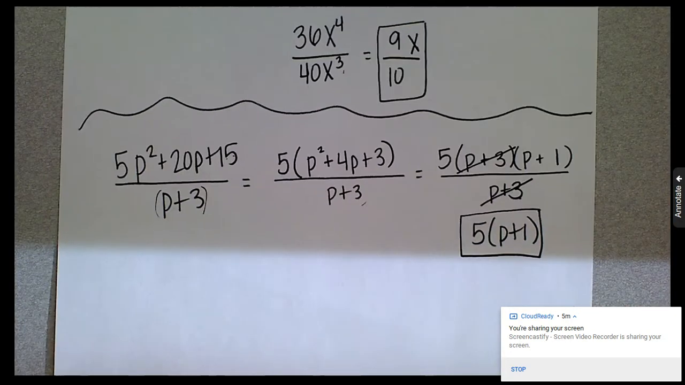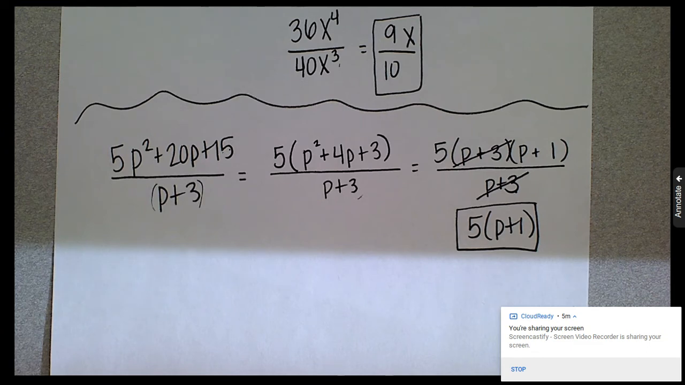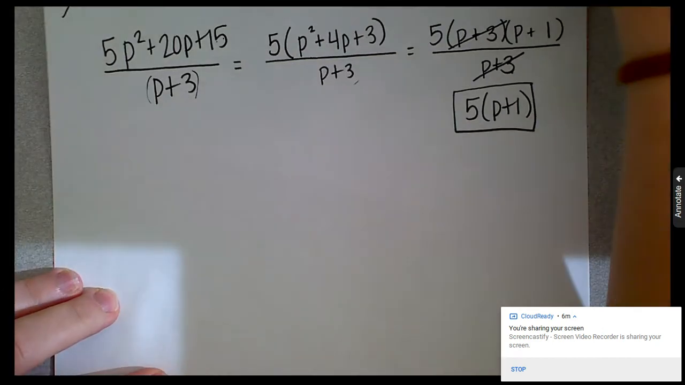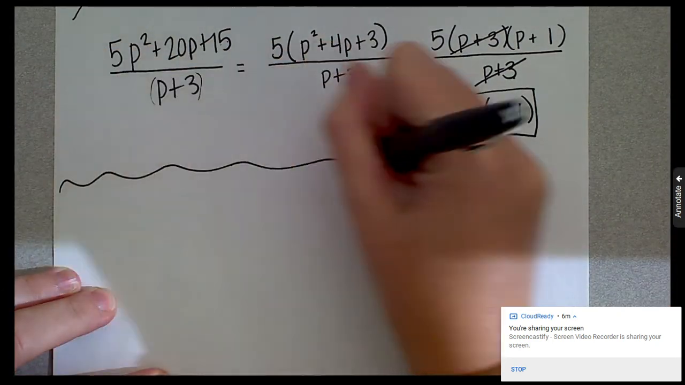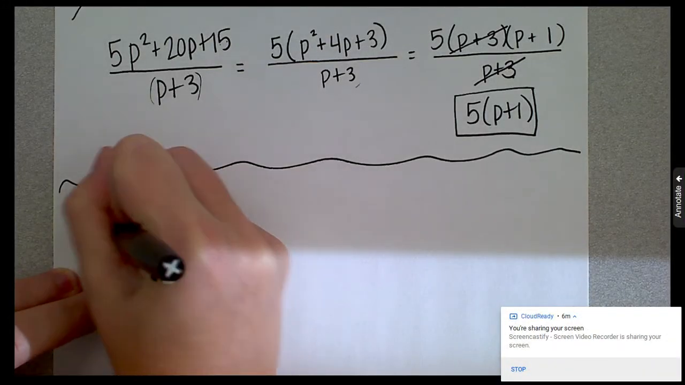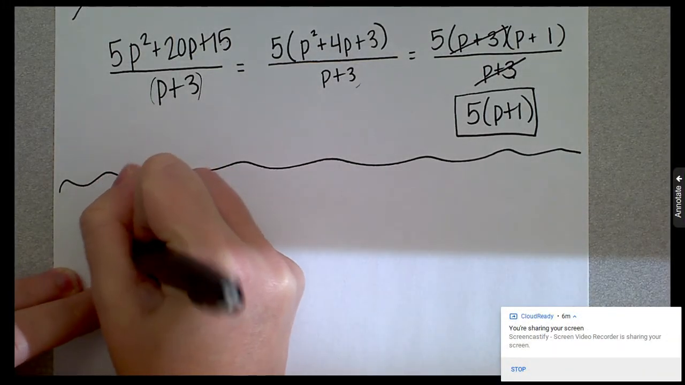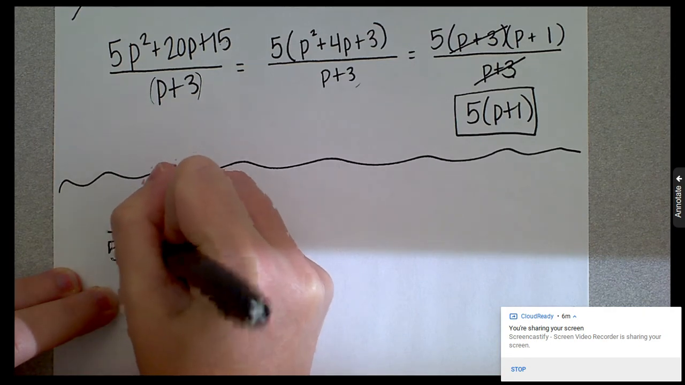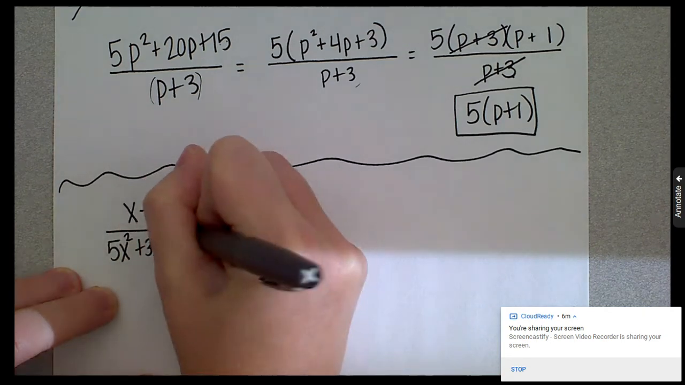So your main goal for these is, okay, I have a bunch of stuff going on. Can I factor? Is there a GCF? Little things like that. And then once everything is in factored form, do any of the terms cancel? So let's try another one or two here and see how we're feeling. But the main goal is factor first, cancel later. So if I have something like x plus 9 over 5x squared plus 35x minus 90.